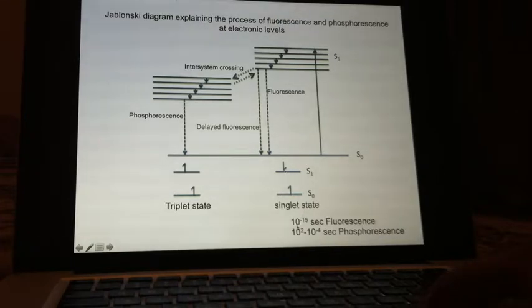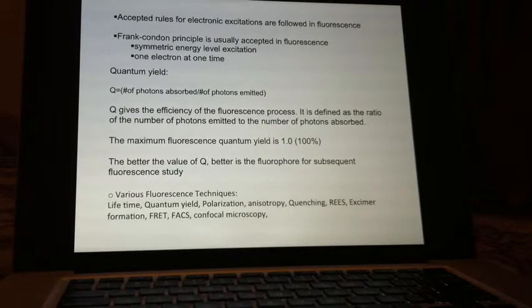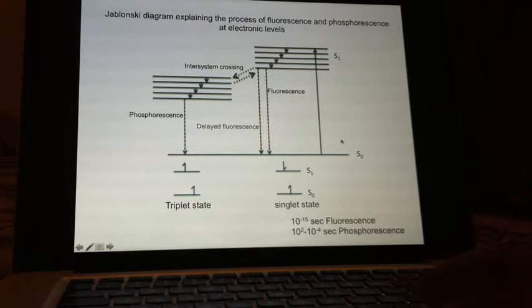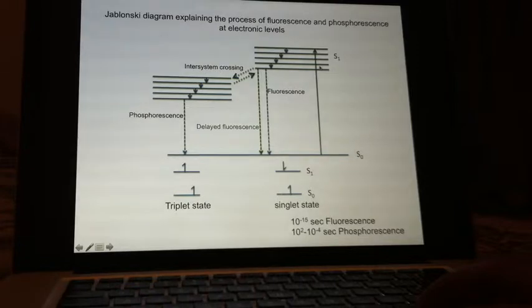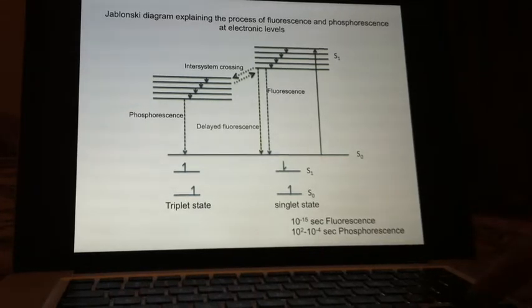The process is very fast. It takes only 10 raised to minus 15 seconds for the fluorescence to occur. So, the accepted rules for excitation, there are many rules. One of the rules is the Franck-Condon principle, which states that at one time only one electron will be excited from the ground state, and it will be excited to a symmetrical energy level. That means if the electron is residing in pi, it goes to pi star. If it's in sigma, it goes to sigma star. Students who have a better grasp of molecular orbital theory will understand what I'm talking about here.